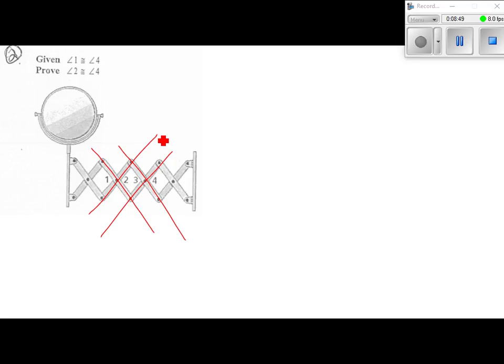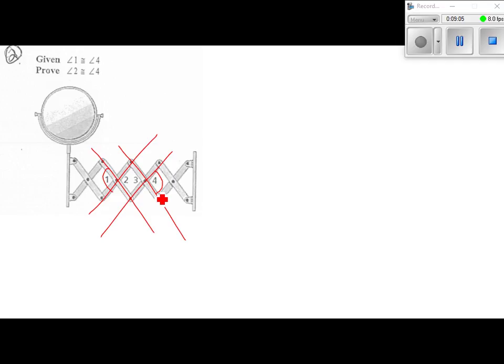What's the first piece of given information tell us? Angle 1 is congruent to angle 4. So I'm going to mark those. Angle 1 is congruent to angle 4. Mark them with the same kind of arcs, however you're going to do it on your picture there. That tells us that those two are congruent.